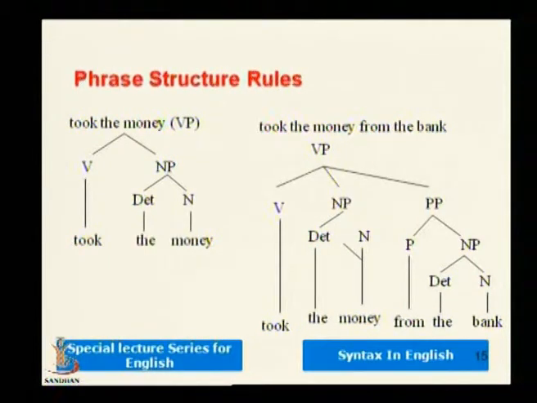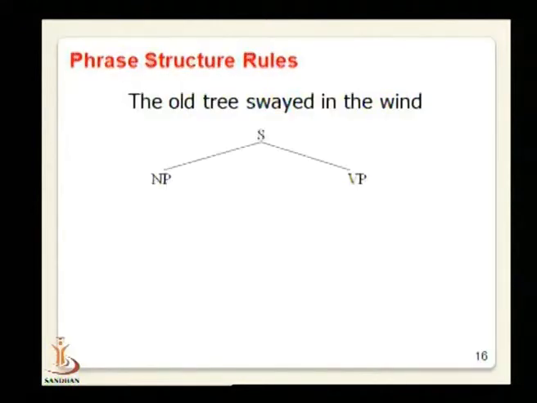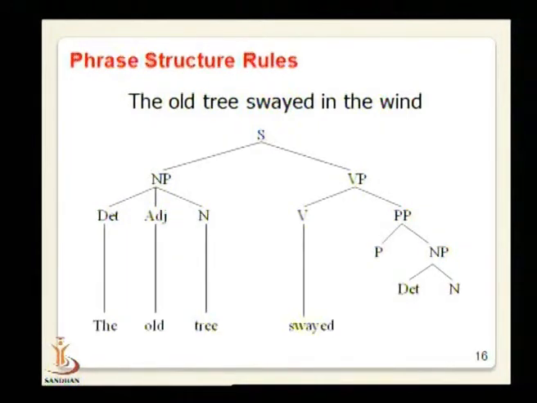Then there is a prepositional phrase. There is one preposition and there is one noun phrase. From is a preposition. And in the noun phrase, the is a determiner and bank is a noun. Some more structure is given here.